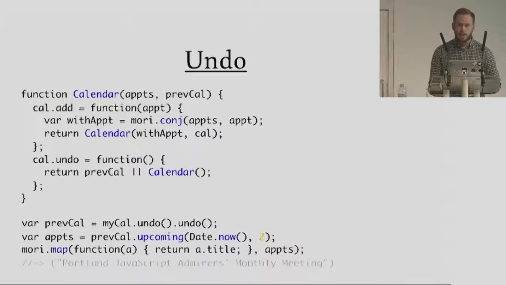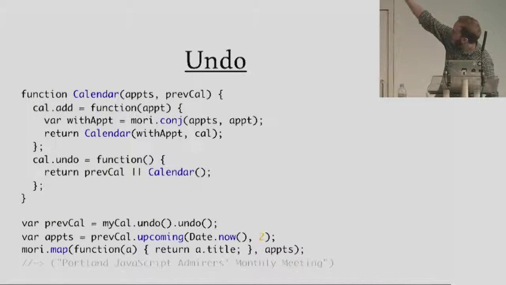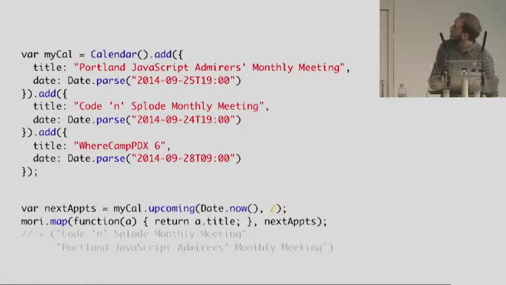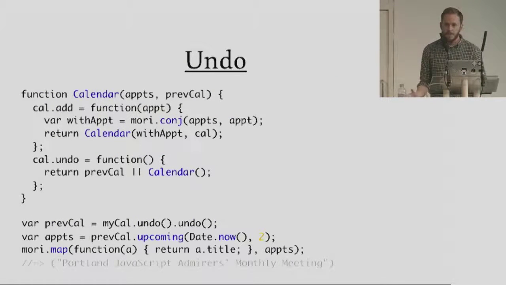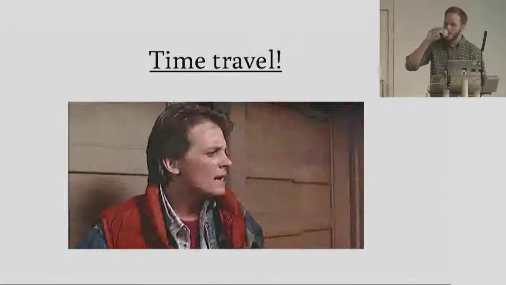What this also means is it's trivial to implement something like undo. All we have to do is change the signature of our calendar to take a previous calendar version and update add as well, and then create an undo method here that just returns a previous calendar. So you can do exactly what we did here with the mycal variable over here. Remember, we've got first state, second, third. If we then call undo twice on it and perform the same query, we get a result back that would be as if we'd only added the first one. We've stepped back a couple of places. So 3-4 lines of code and we get time travel. You know, no flux capacitor necessary.